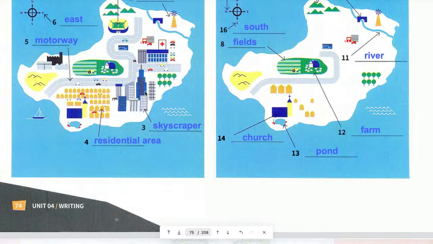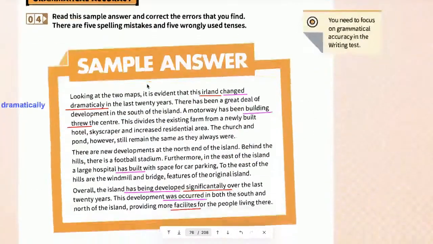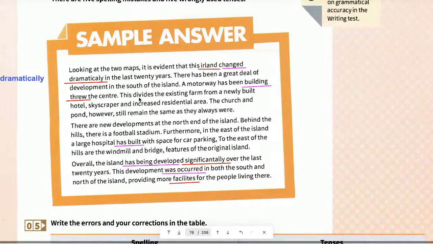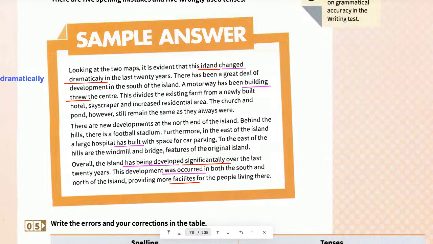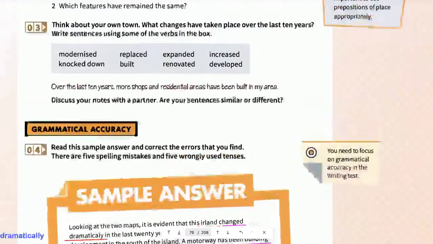Where's the hotel in that picture? Because based on line number 4, they say a motorway has been built through the center. This divides the existing farm from a newly built hotel, skyscraper and increased residential area. Where is the newly built hotel? Where is that?